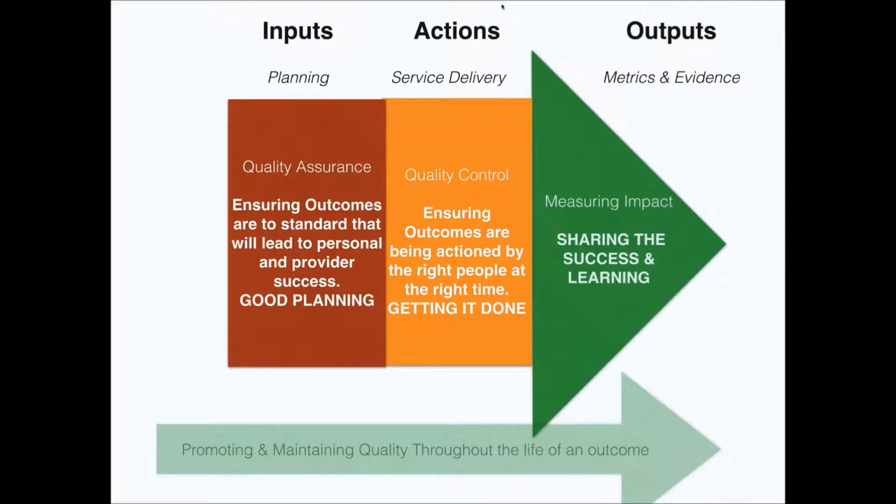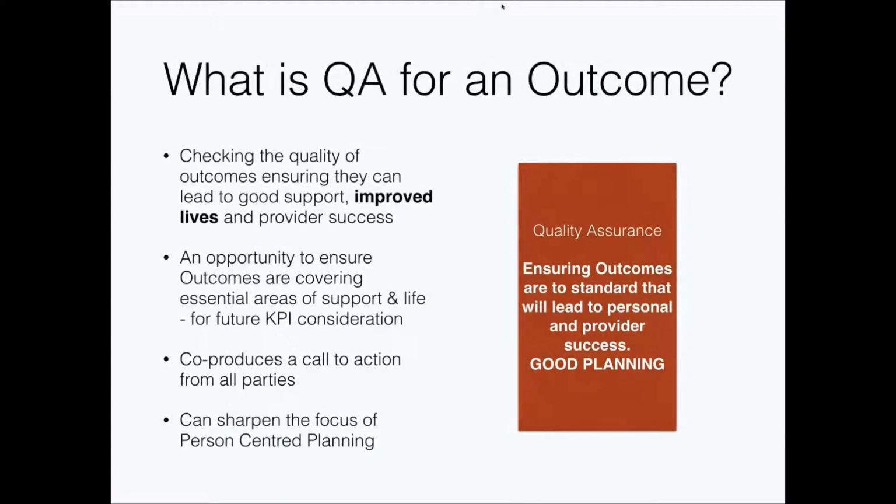Okay, so let's talk about quality assurance. What is quality assurance for an outcome? Some of this is really simple, straightforward stuff, but it helps us understand how iplanit fits in and offers usefulness to the provider. So quality assurance is, like we mentioned, checking the quality of outcomes, ensuring they can lead to good support, improved lives, and provider success. An outcome should be able to cover all of them. It's an opportunity to ensure outcomes are covering essential areas of support in life, future KPI considerations.